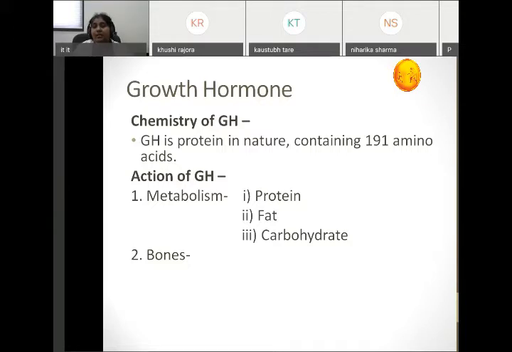Now, please write down, this is a very important thing, the actions of growth hormone. First, write down the metabolism. Which metabolism? Protein, fat, and carbohydrate. First action is on the metabolism: protein, fat, and carbohydrate. And the second action of growth hormone is on bones. Its target organs are bone and metabolism.